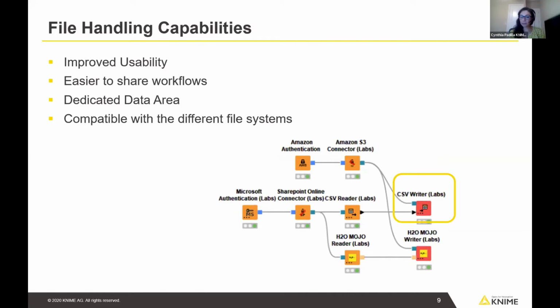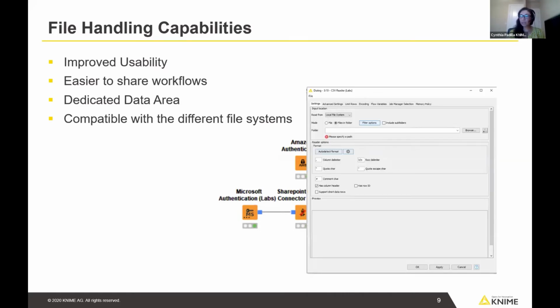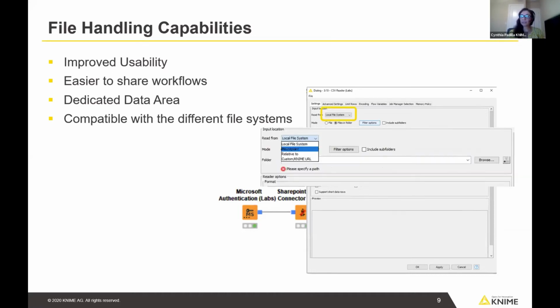We have, for example, this CSV writer node. You can go and take a look at it. You can read when you connect to the file system. Now you have different options, like connecting to the mount point, relative path, and we'll help you build that path. So now you don't have to remember the syntax for how to connect to the mount point. I usually had to go look it up, make sure I had the right syntax. Now we're helping you with that.